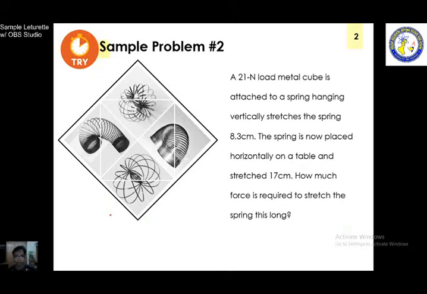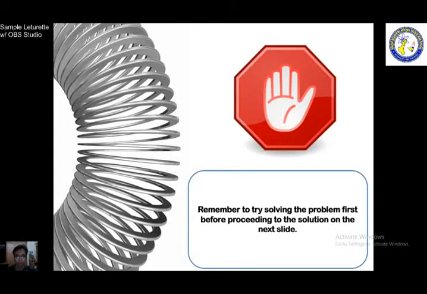Okay, are you done? So let's check if you are right. Again, remember to try solving the problem first before proceeding to the solution on the next slide. It will be helpful for you if you practice this part, wherein you try to solve the problem first before going directly to the solution.